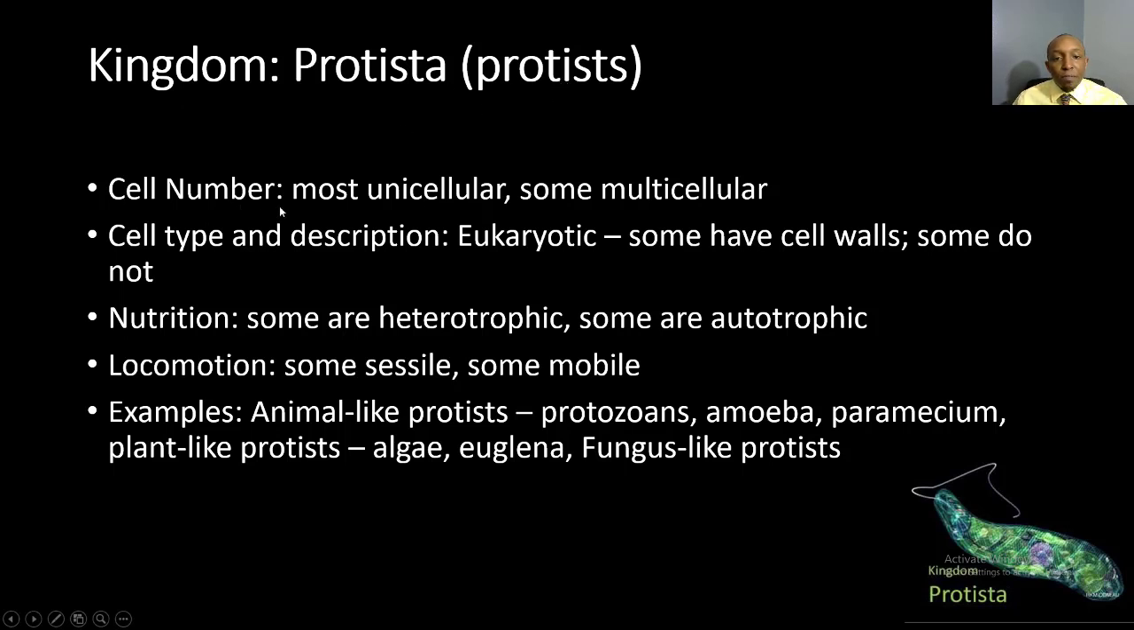And then the kingdom Protista, or protists. The cell number: most are unicellular, some are multicellular. The cell type and description: they're eukaryotic. Some have cell walls and some do not. Nutrition: some are heterotrophic and some are autotrophic. Locomotion: some are sessile, or not mobile, and some are mobile. Then our examples: animal-like protists like protozoans, amoeba, paramecium, and then plant-like protists like algae, euglena, and then we have fungus-like protists.